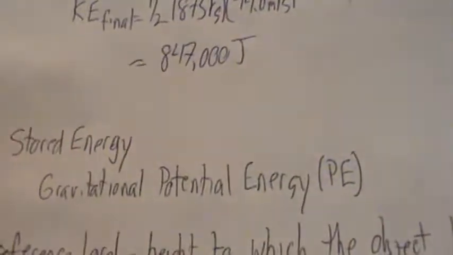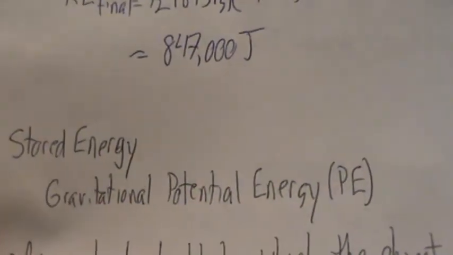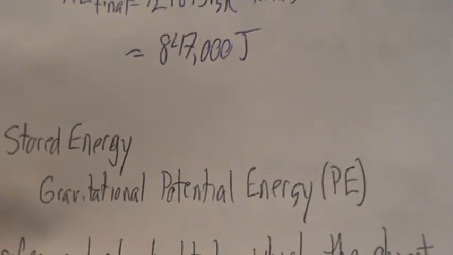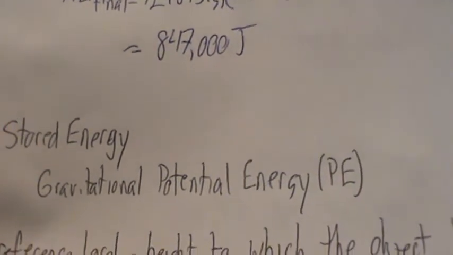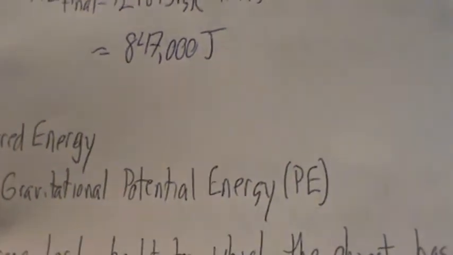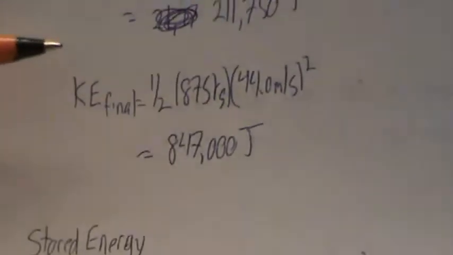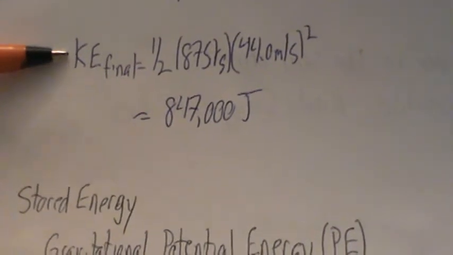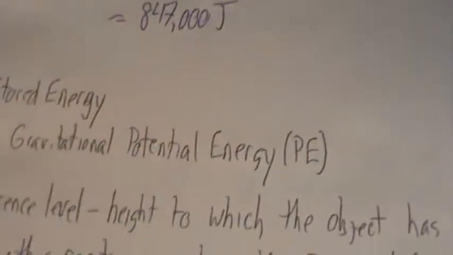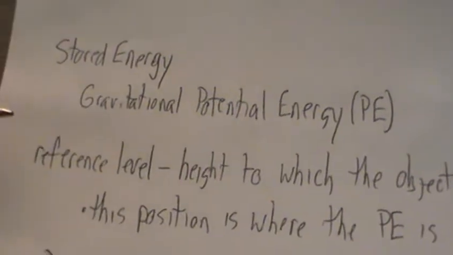Now, we do have what is called stored energy, or in other cases gravitational potential energy, or just potential energy. The way that we represent potential energy is just with PE. Kinetic energy, KE, K standing for kinetic, E for energy, potential energy, PE. Now, with potential energy, we need to know this one thing.